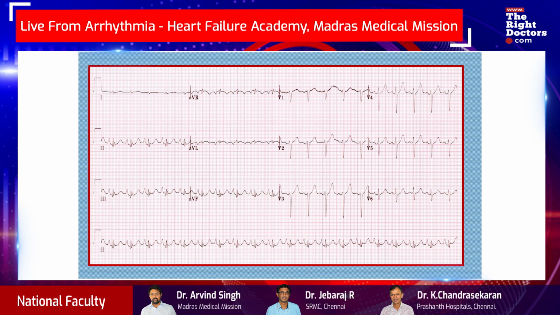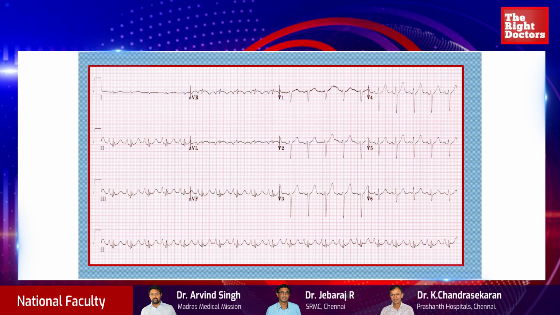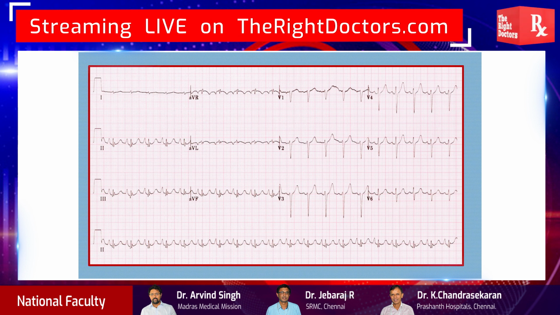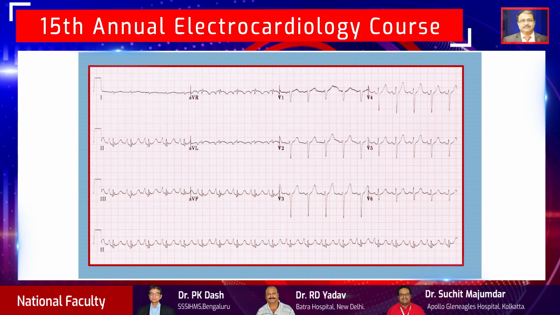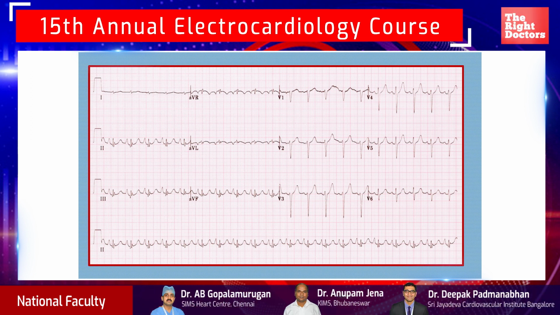So this combination of a rightward axis of P waves is a classical ECG of P pulmonale, right? So this is cor pulmonale. The patient had a lung pathology. This is from a patient with emphysematous lungs. Emphysematous lungs resulting in cor pulmonale, and you have these low voltage complexes as a result of those emphysematous lungs.